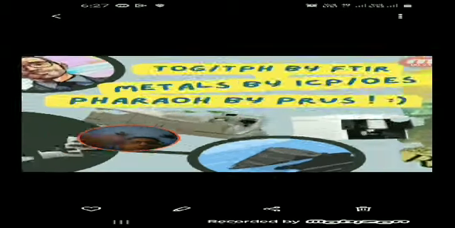We'll talk today about oils in water by FTIR, and metals by ICP optical emission. This is a quick introduction, after that we will explain in detail. After that, we will also talk about the novel Pharaoh by Prus, as you see here.